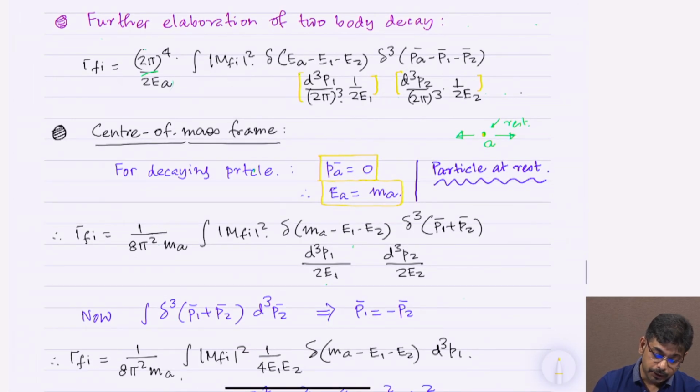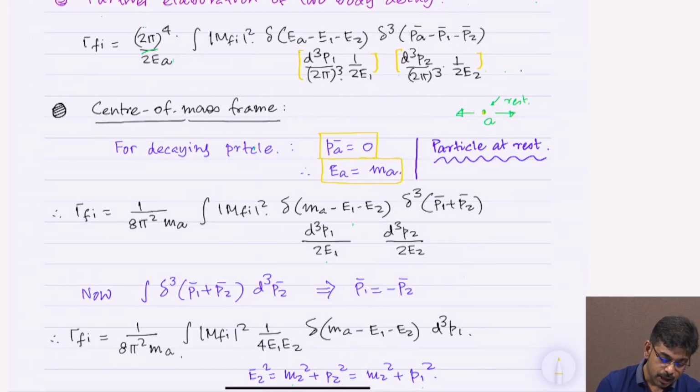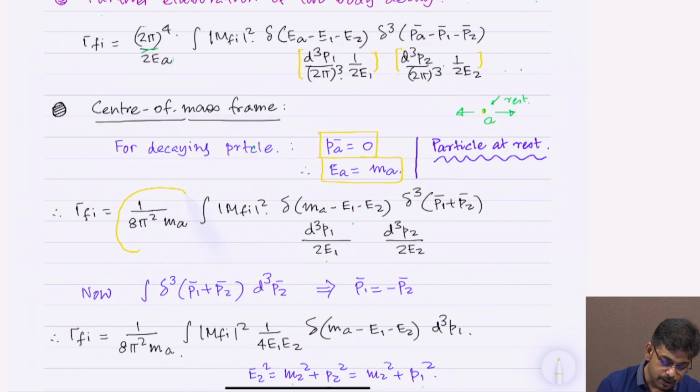Now, if I further use that Ea is equal to Ma and arrange this (2π)³ nicely, then this expression turns out to be a factor of 1/(8π²) Ma times |M_a→φ|². This factor delta, this Ea becomes Ma. So, this is δ(Ma − E1 − E2). Remember that Pa is equal to 0. So, the second delta function that we have, δ³(Pa − P1 − P2), turns out to be δ³(P1 + P2), and that is the case.